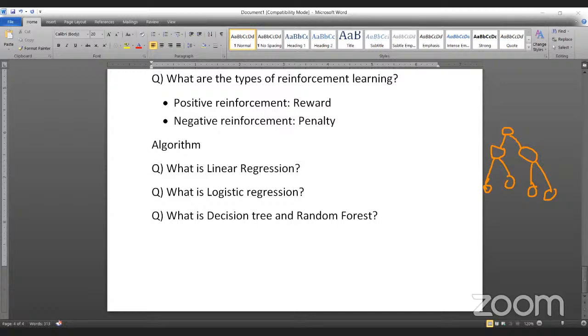Now, what is random forest? Random forests are ensemble models which combine multiple decision trees to create an uncorrelated forest of trees.